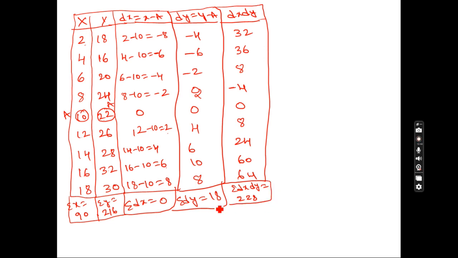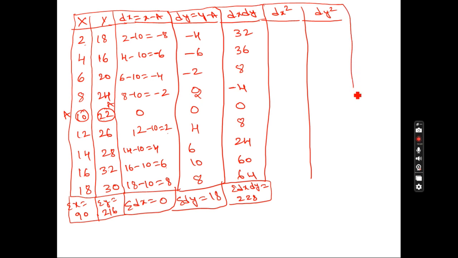So similarly, as per the formula, we have to calculate both the regression equations now. So we need dx square also, and dy square is also required, okay. Because I'm going to calculate both the regression equations, we have to calculate both the columns now.